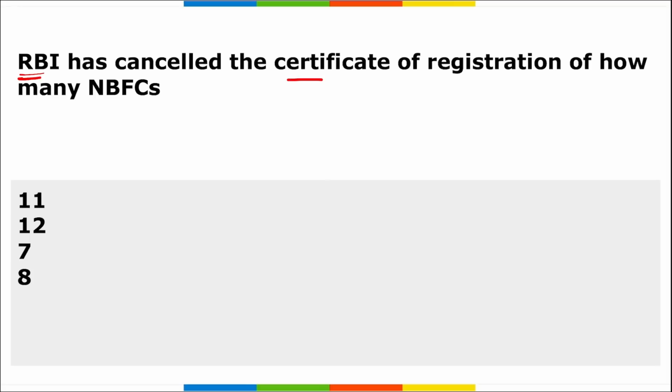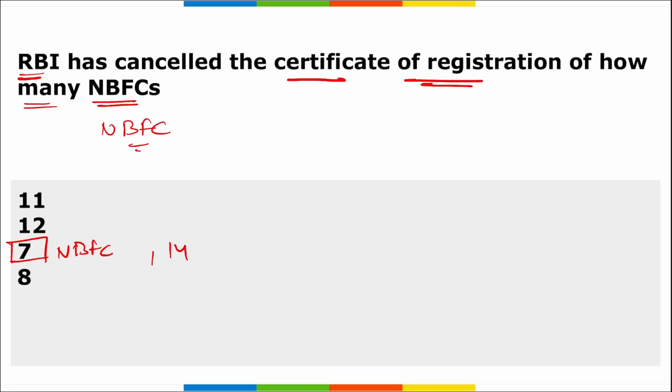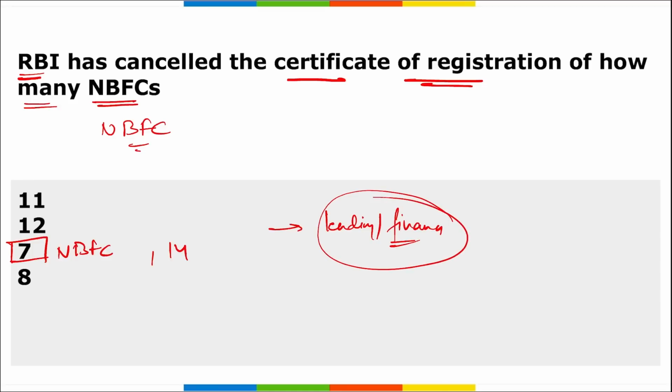RBI has cancelled the certificate of registration of how many NBFCs, that is non-banking finance companies, right? So RBI has cancelled the certificate of registration of 7 NBFCs and 14 have surrendered their permits, right? What are these NBFCs? NBFCs are those companies that are into the lending business. Correct? They provide finance to various individuals with collateral or without collateral. They charge high interest rates. Correct? These are your NBFCs.